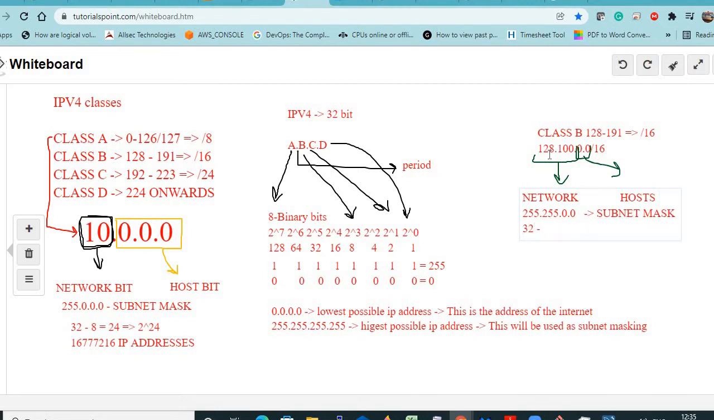That's 32 minus 16, so we'll get 16, and 2 to the power 16 is how much? 65,536 IP addresses. Clear?